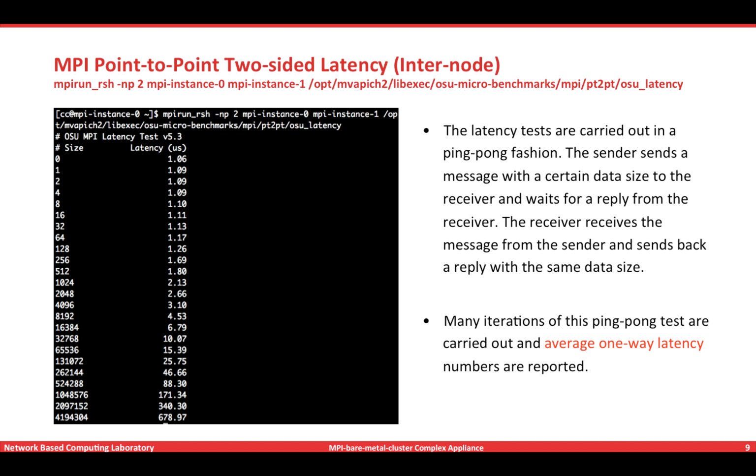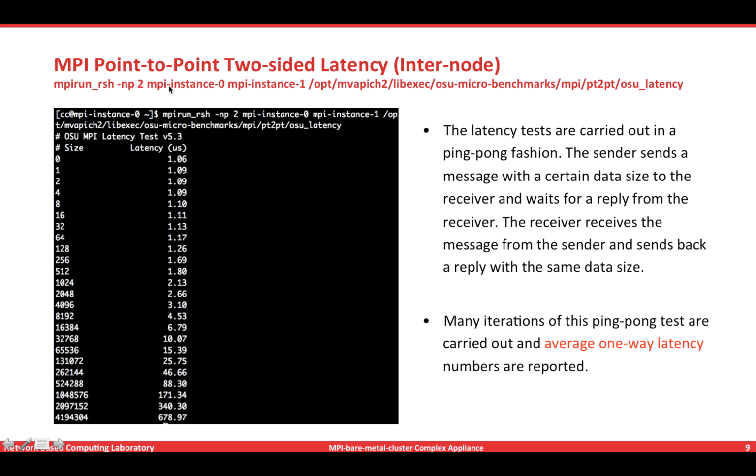Okay, first let's see how to run the MPI point-to-point two-sided latency benchmark for the inter-node case. This is the command we use to run this benchmark. First of all, you have mpirun_rsh, a tool that helps users launch the benchmark in parallel. There's a parameter called -np, which means the number of processes you want to launch. Here we give 2, which means 2 processes get launched to run this benchmark.